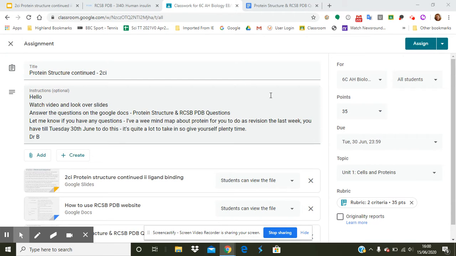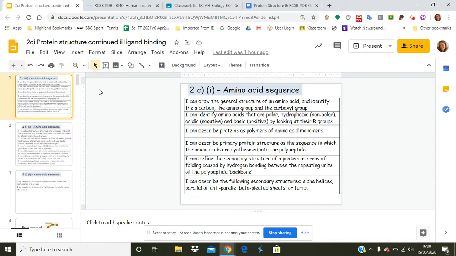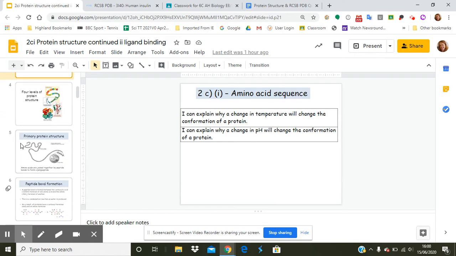Thought I'd just give you a wee intro starter to your assignment this week. So we're looking at protein structure. Now last time we looked at amino acid structure. We're going to continue with that and then look at the other three levels of protein structure: secondary, tertiary and quaternary. All the learning outcomes are here, some overlap from last time.